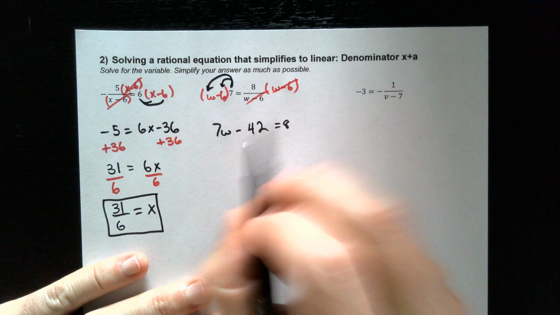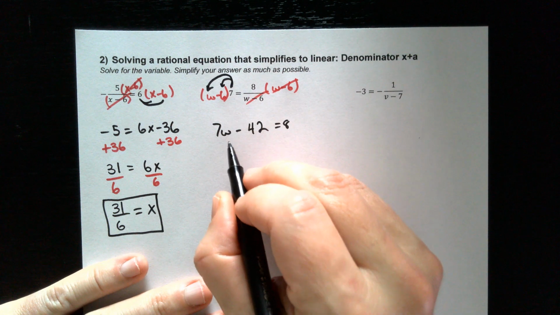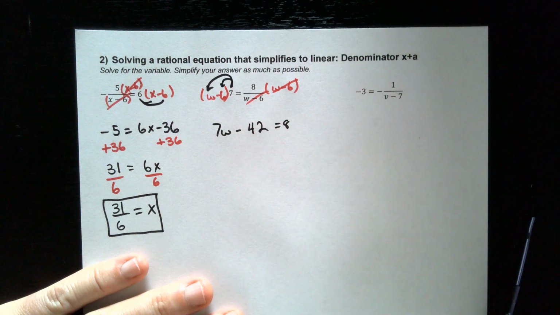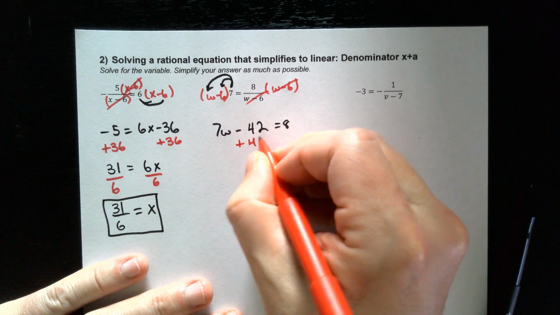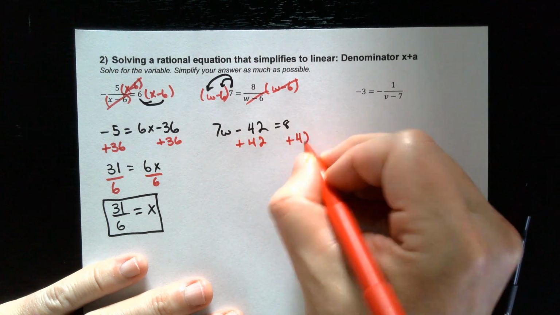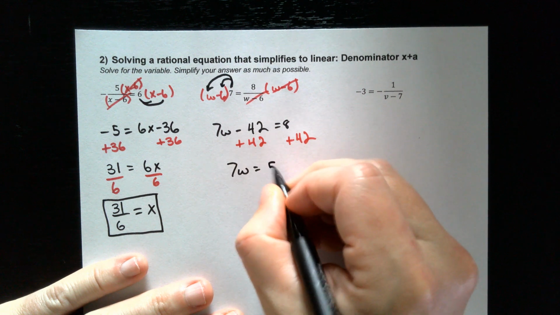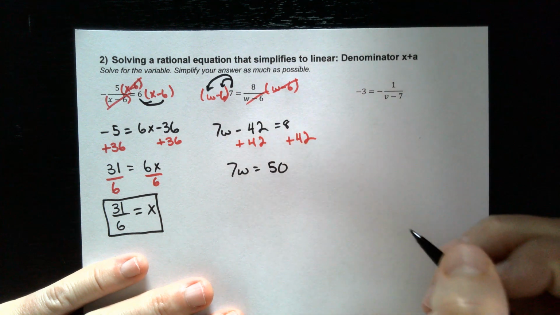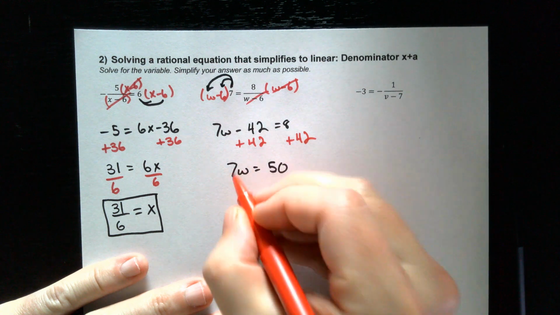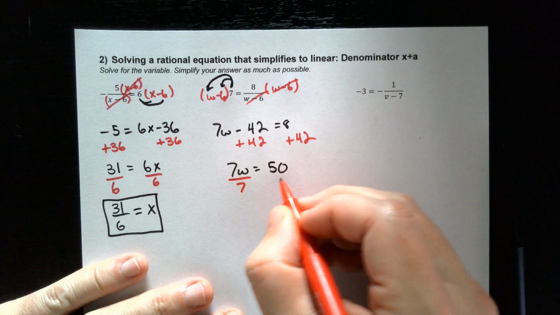Okay, now I need to get the w by itself, so get rid of the thing that's not touching it first. That's this -42, so I'll do the opposite. And I'll do it to both sides. So we get 7w equals 50. Then get rid of the thing that is touching it, which is the 7, so I'll do the opposite, which is divide.